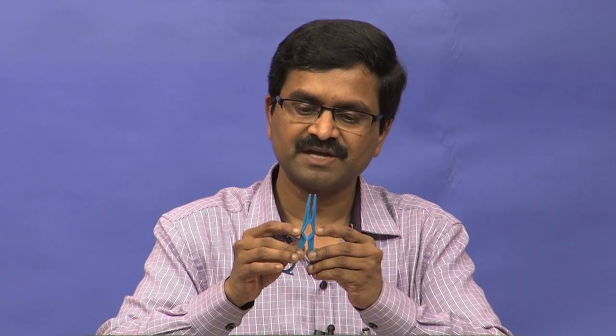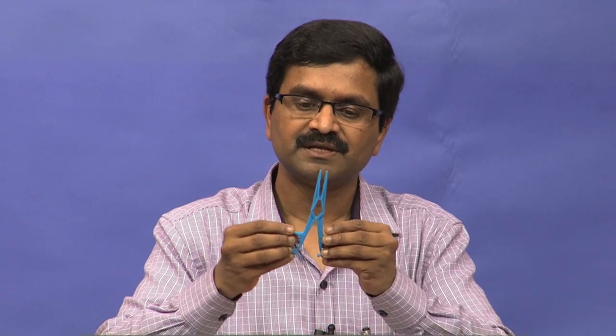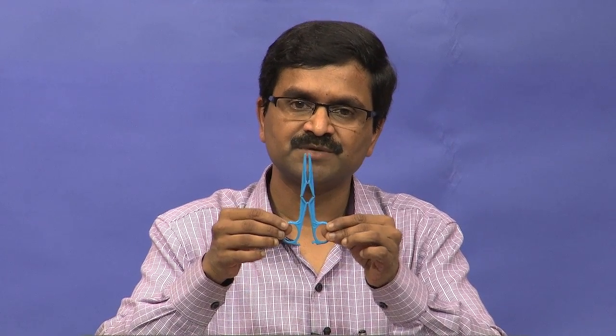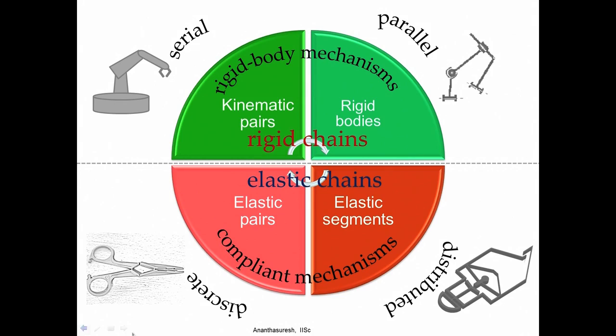But if you notice, this does not have any assembled rigid bodies. There are of course rigid segments, but it has these flexible joints, these four places, which gives this simple forceps the ability to work. So, let us go back to the slide now to look at what we can call discrete compliance, where there are these four flexible joints that give it the functionality that it has. As opposed to kinematic pairs, we can call them elastic pairs. Just like we have kinematic pairs, we have elastic pairs here.